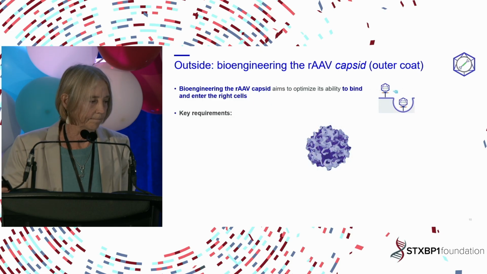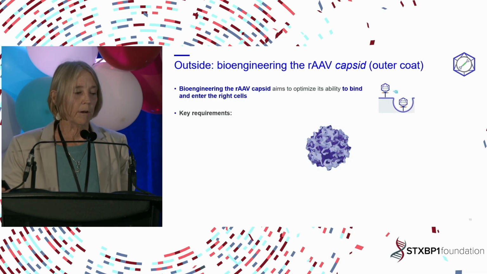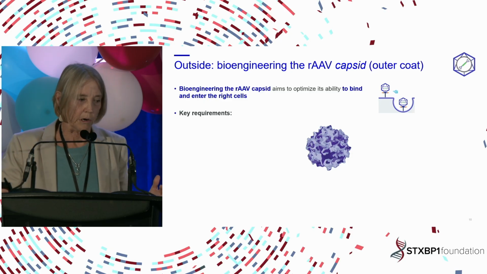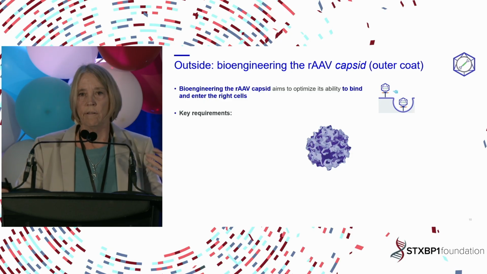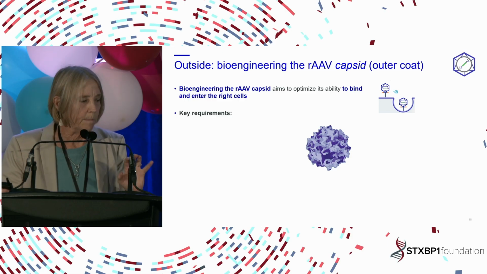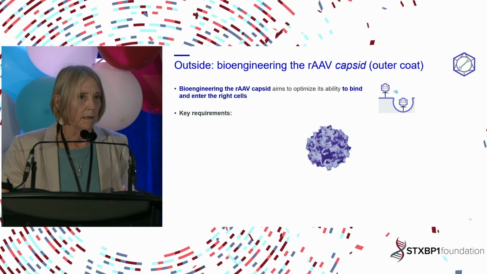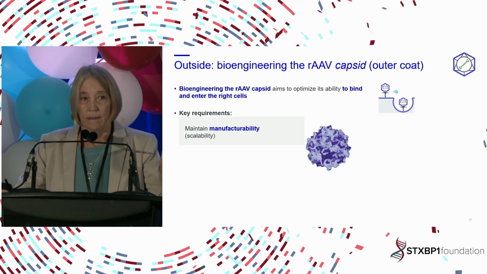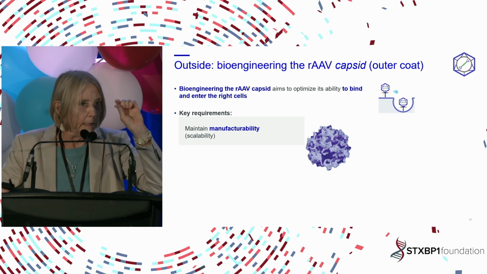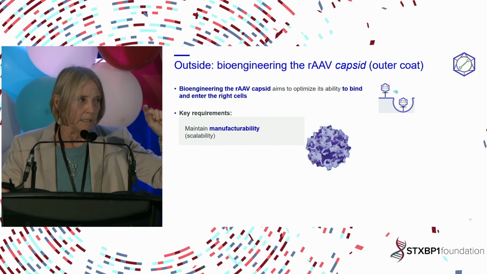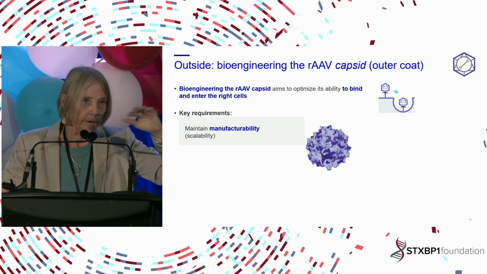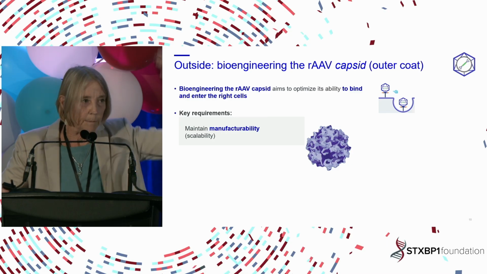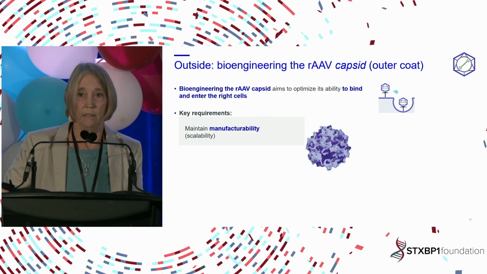For the outer coat, and this is something I'm going to show you a couple examples of, we can engineer the outside of the virus to be much, much better at what it does. But if we do that, the key requirement here is that we can still make it. Like we can make it in the lab in a single tube like that, but that doesn't do anybody a lot of good other than treating some cells in a dish. We need to be able to make buckets of it, gallons actually.